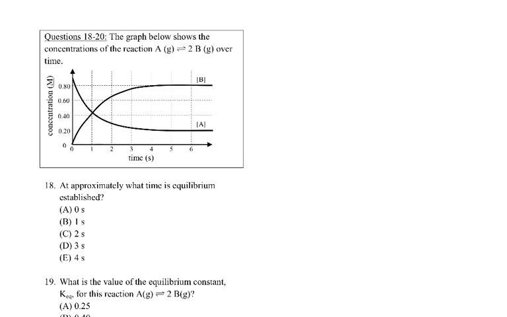Okay, for 18, 19, and 20, we're talking about this graph. So notice that we have a reaction of A turning into 2 B's. A turning into 2 B's. So this is A. A starts out high and ends up down here. And B starts low and goes up here.